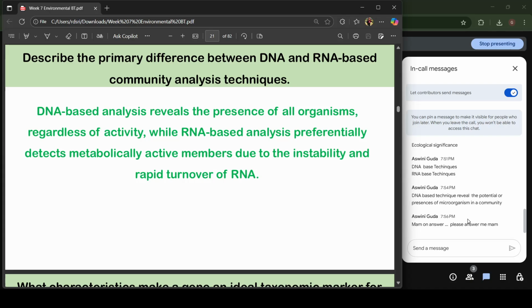But the primary difference is that DNA can tell all the microorganisms that are present, but RNA talks about the genes that are expressed, and not comprehensively about all the microorganisms present. So whichever members are highly metabolically active, those can be easily identified by RNA based methods. If you want to study the metabolic potential, then you go for RNA based analysis.